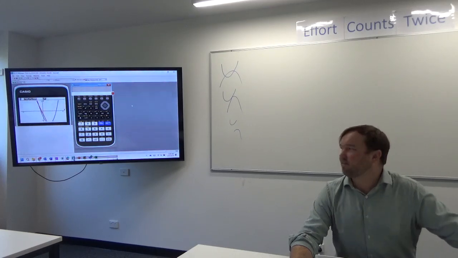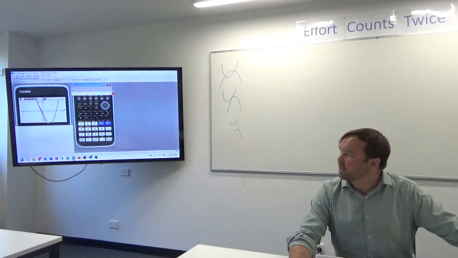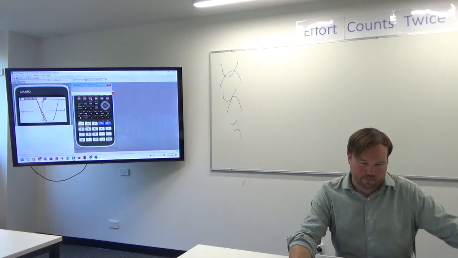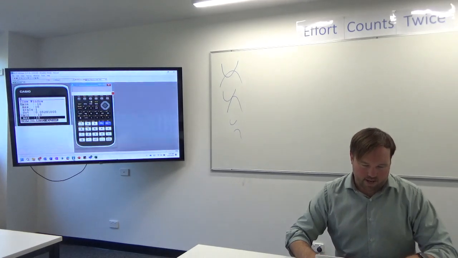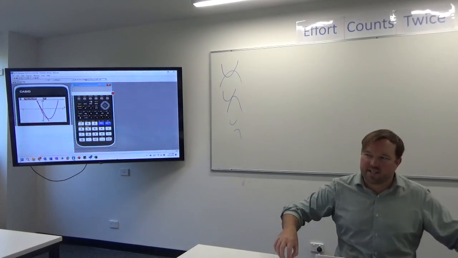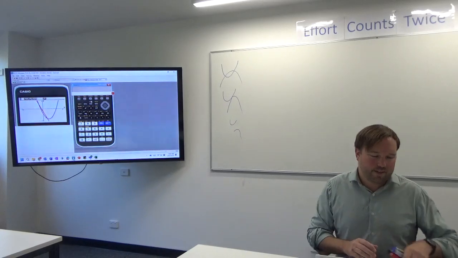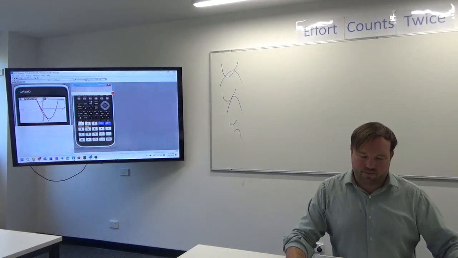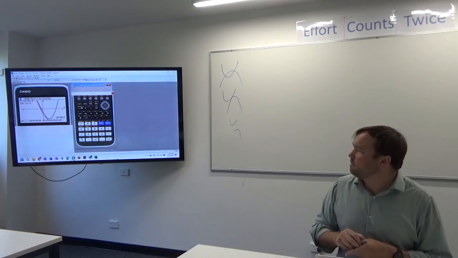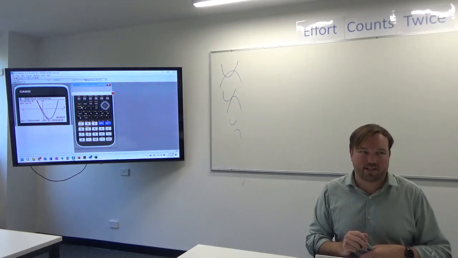Or if you feel like there's something happening that you can't see, you can adjust your view window so it drops further into negative. I'm going to make mine go down to negative 15 in the y. Then I have a good idea, I can see the intersection points. If we want to find where they meet, press G-Solve, intersect, and it will find the first place it meets. Then if you press across, it will find the next place it meets.